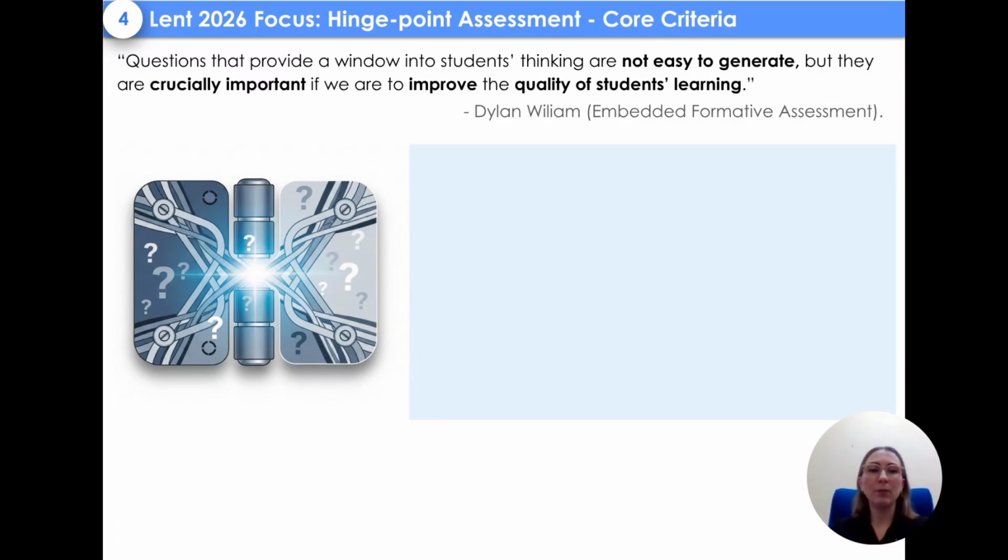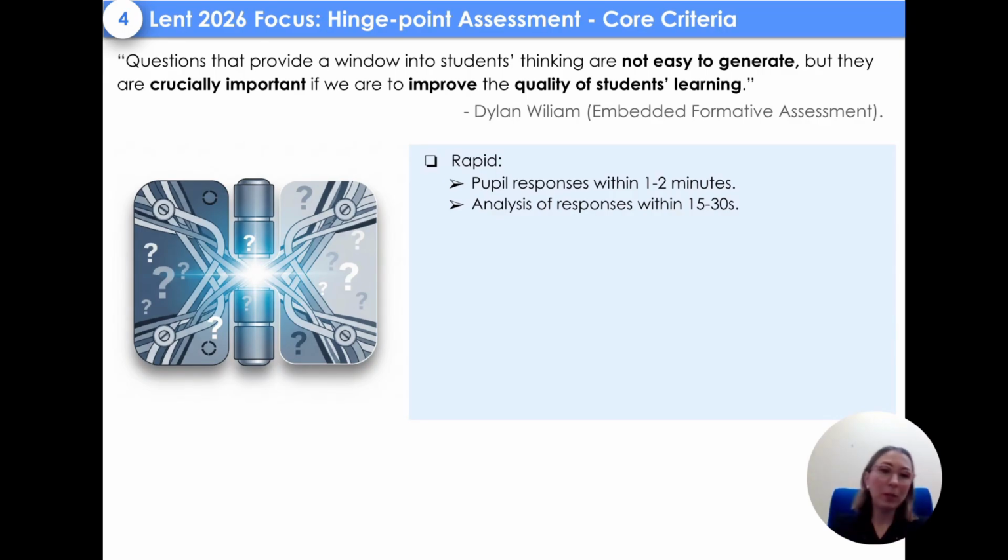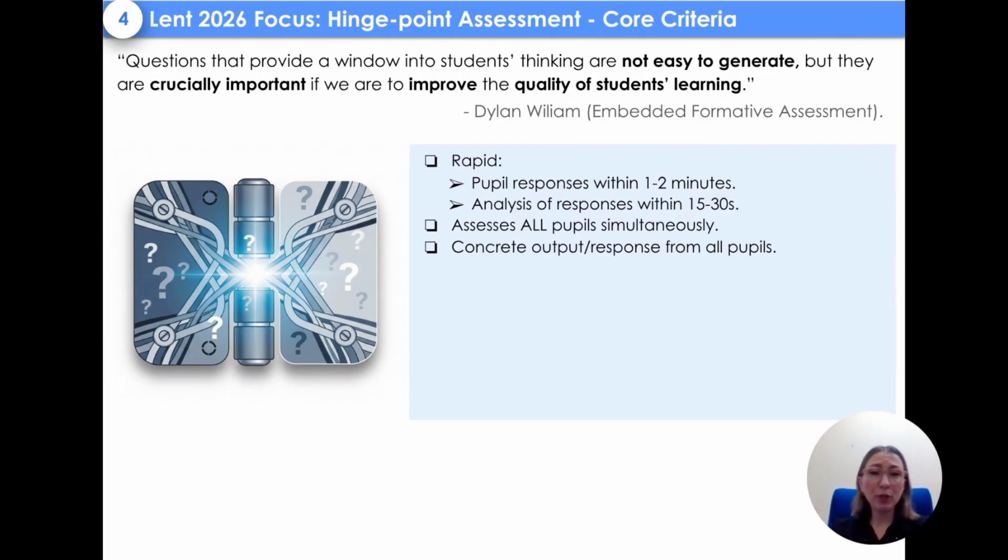So we've got to take the time. There are criteria that make an effective hinge point question. They've got to be rapid, so ideally a maximum of 2 minutes for all pupils to respond, and the teacher needs to be able to sweep the class with their gaze and analyse patterns and trends within a maximum of 30 seconds. So we're not talking about a detailed analysis of 30 different responses here with extended writing. We're pattern spotting. It's got to be simultaneous for all pupils. They have a concrete output, not just a self-report, like yes, I'm confident, I'm a bit, no, I'm not, because self-reports can often be inaccurate and they're not a concrete output.